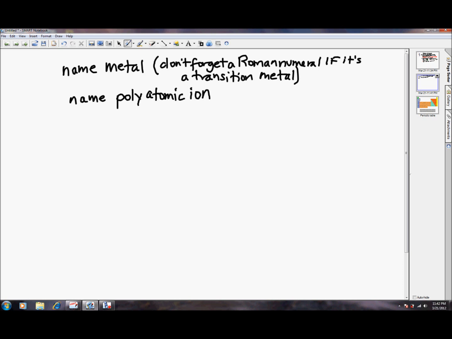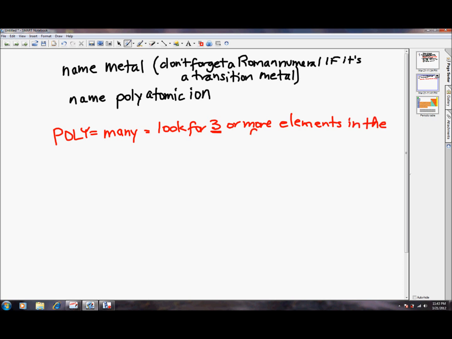The trick is you have to learn to recognize not only the names of the polyatomic ions, you have to recognize the groups within a formula. Now, the thing to remember is that since it's poly, meaning many, that means look for 3 or more elements in the formula. Okay, that's your first clue when you're looking at chemical formulas that there's a polyatomic ion in the formula. There's 3 or more symbols.